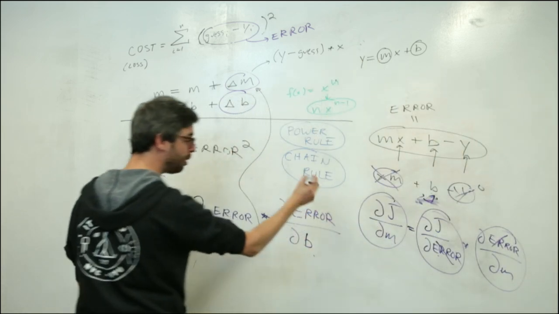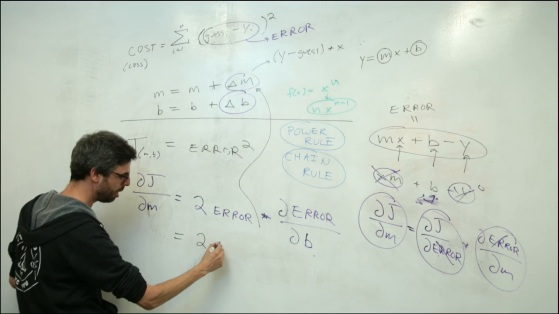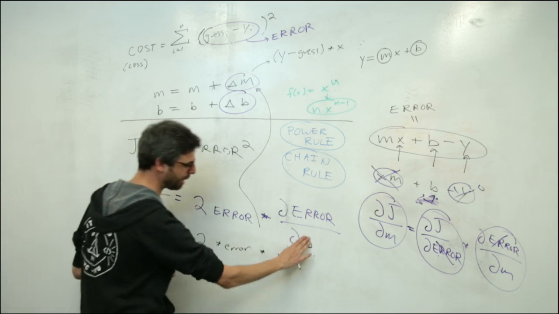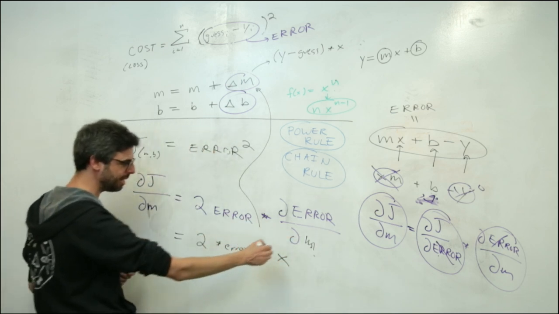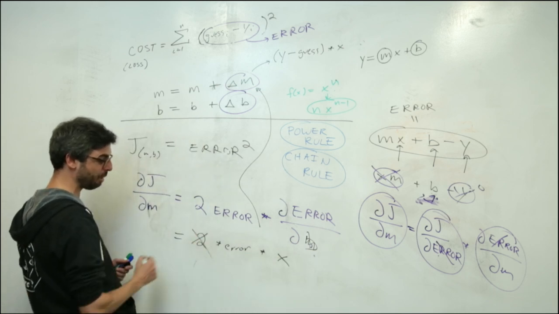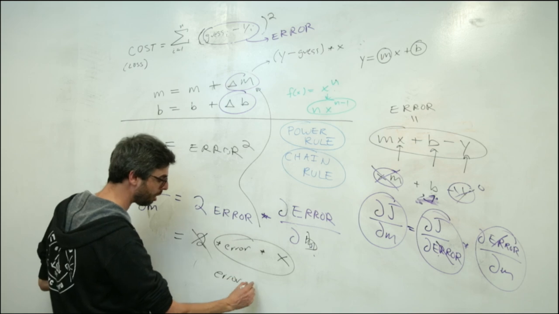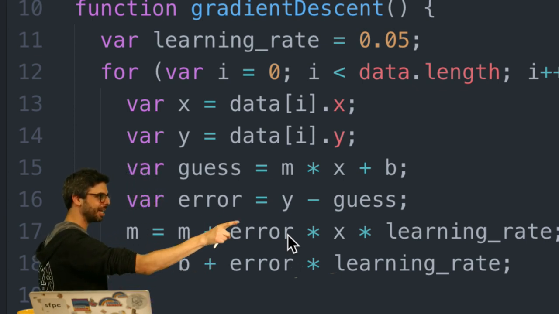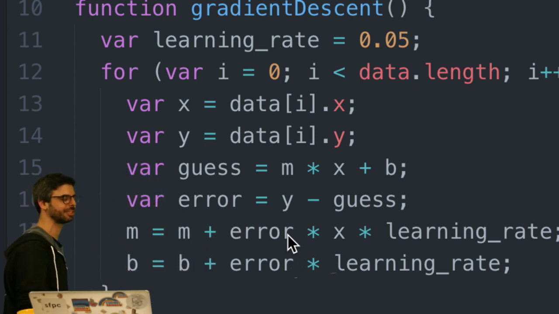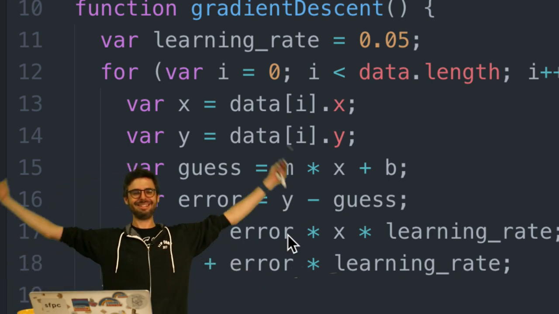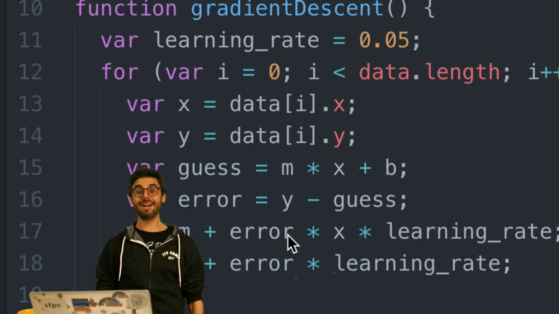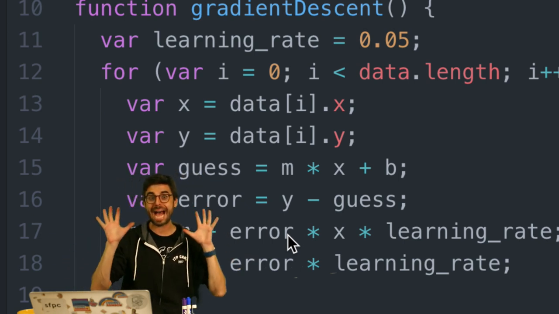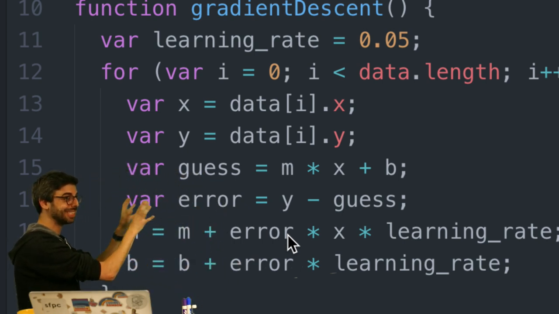So when it's relative to m, this was 2 times error times x. But when it's relative to b, it's 2 times error times 1. And again, we could get rid of the 2. So it's really just error times x or error times 1. And then if I come back over here, there you go. Error times x: m changes by error times x, b changes by just error. That hopefully gives you some more background as to why these formulas exist this way.